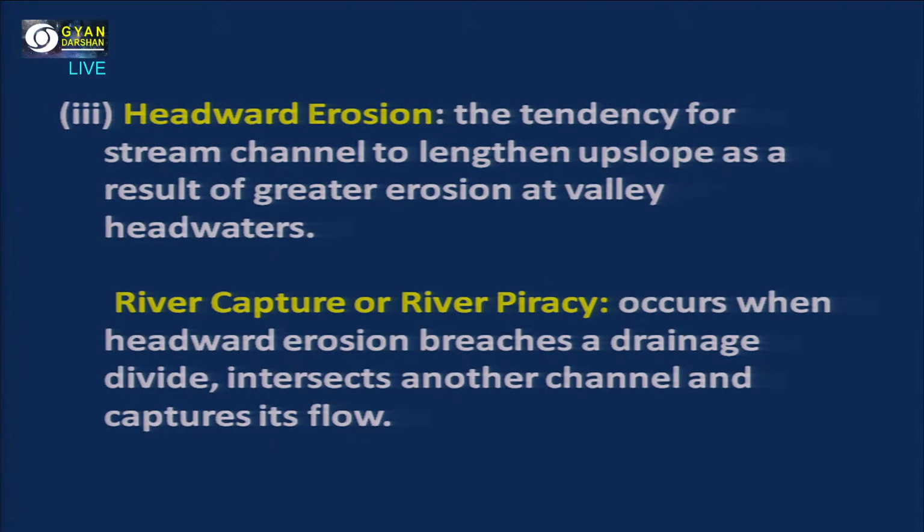The other type of fluvial erosion is headward erosion. Headward erosion is nothing but the tendency of the stream channel to lengthen upslope as a result of greater erosion at the valley headwaters. One example is river capture or river piracy. This occurs when headward erosion breaches a drainage divide and intersects another channel and captures its flow. So these are the three types of fluvial erosion: lateral erosion, vertical erosion, and headward erosion.